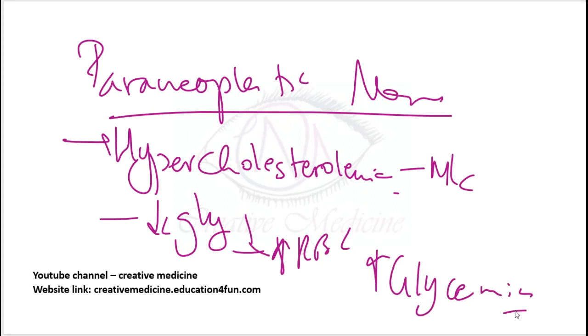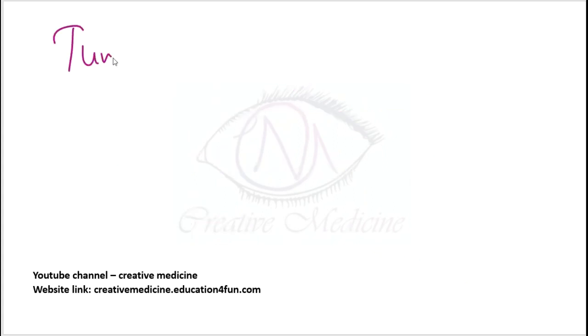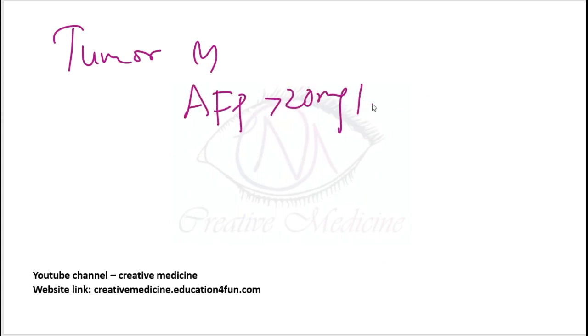You will see hypercholesterolemia, hyperglycemia, erythrocytosis and hypercalcemia. Now, if you see the tumor markers, AFP will be more than 20 milligram per ml, and there will be increased PIVKA, which is protein-induced vitamin K absence 2. This protein-induced vitamin K absence 2 is seen in these patients.